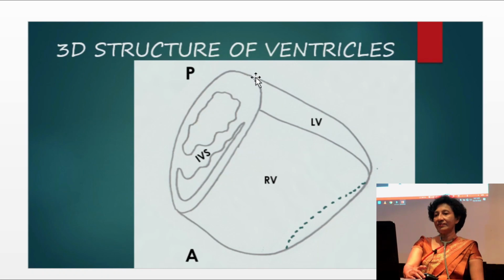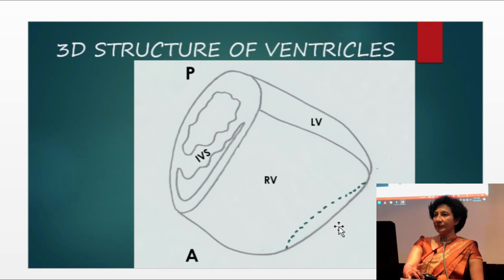So this is the lateral wall of the left ventricle. This upper part of the lateral wall of the left ventricle is called the high lateral wall of the left ventricle, and below that the lower lateral wall of the left ventricle and the left ventricular apex.